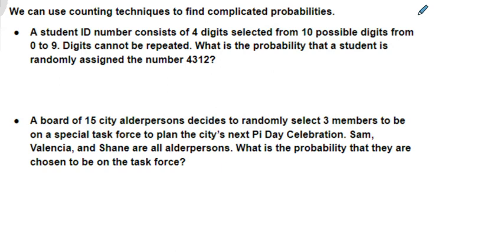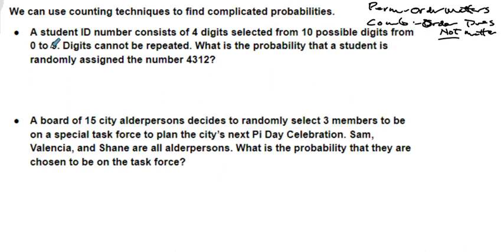All right, so now we're going to look at some slightly more complicated probabilities and figure out which techniques we're going to use. We're going to decide whether we're doing a permutation or a combination. Remember, with permutations, order matters, and with combinations, order does not matter. All right. So let's look at this first one.